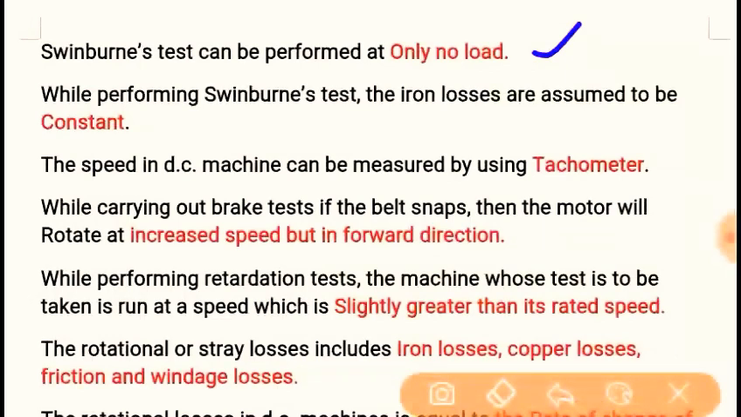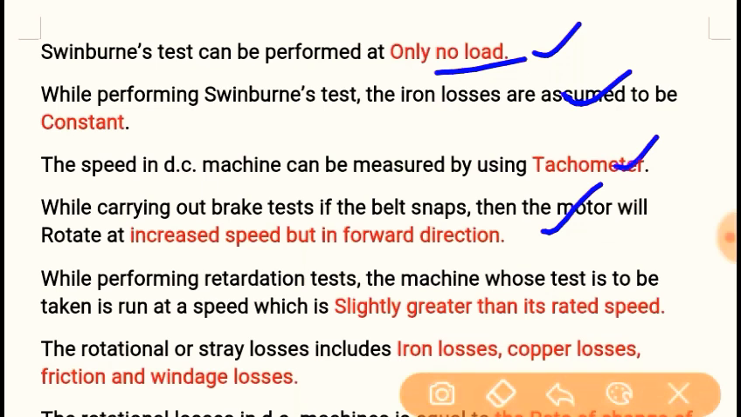Swinburne's test can be performed only at no load condition. While performing Swinburne's test, the iron losses are assumed to be constant. The speed in DC machines can be measured by using a tachometer.